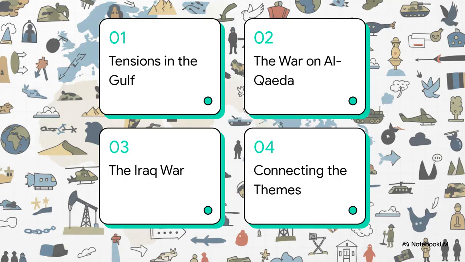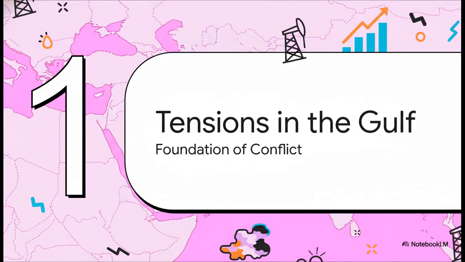So here's our game plan. First, we're going to look at the initial tensions simmering in the Gulf that led to the very first Gulf War. Then, we'll pivot to the rise of al-Qaeda and the war in Afghanistan that followed. After that, we'll unpack the hugely controversial 2003 Iraq War, and then, to wrap it all up, we'll pull everything together by looking at the key themes that connect all of these events, which is perfect for crafting those top-level answers in your exam. Okay, let's kick off with part 1.